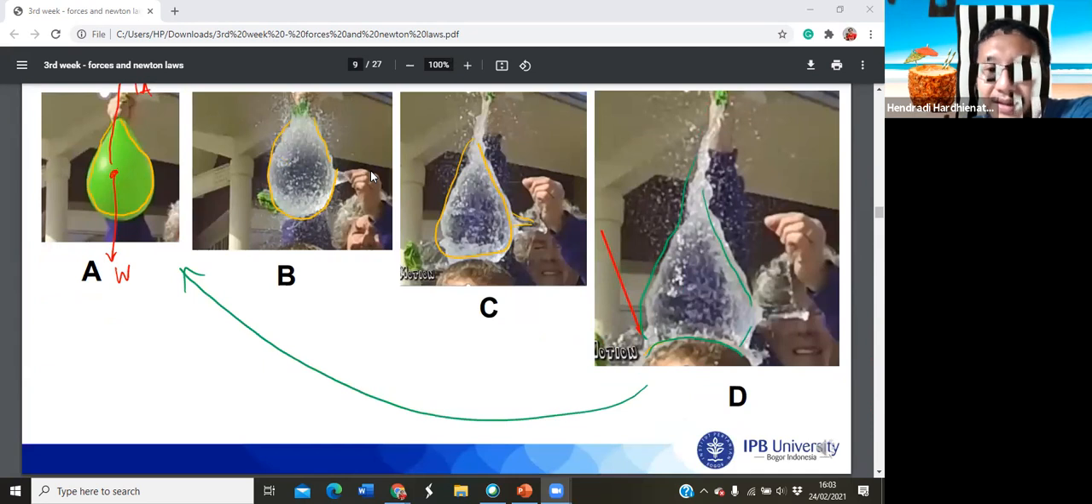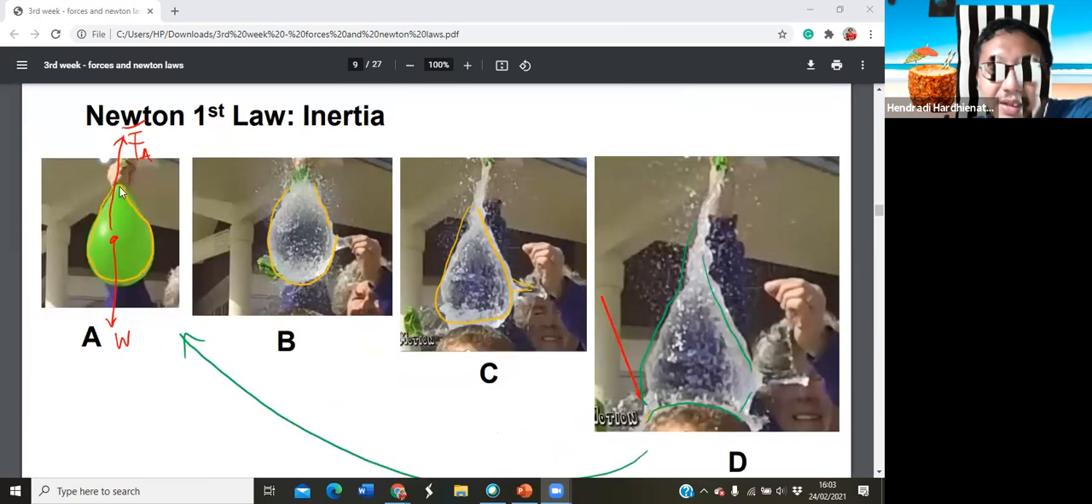So, what is this? There is a balloon and the balloon is hanging. What happens when you suddenly put a needle on the balloon and it explodes? The water will fall on your body. Why does this happen? Because when the balloon explodes, there is no connection anymore between your hand and the water. So it's not the same system, and each of the water droplets now will move due to the gravitational force.